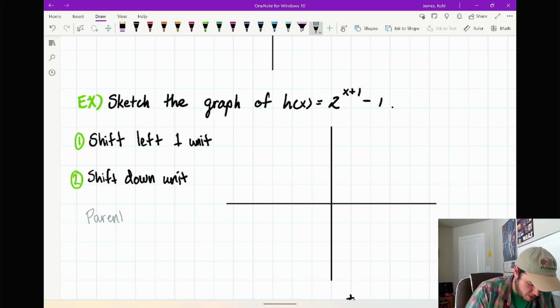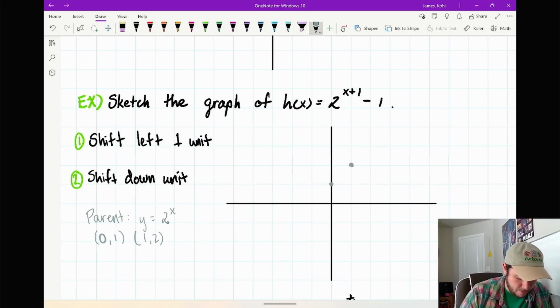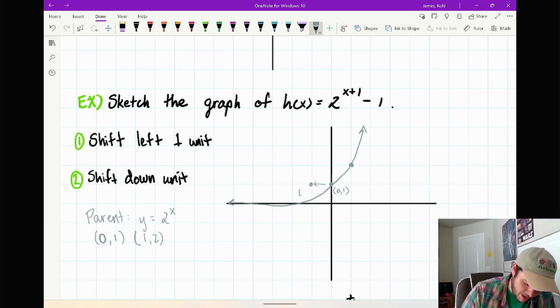In my parent function here, the parent function would be y equals 2 to the x. So this guy I know has 0, 1 on it and 1, 2. So let me sketch that. And again, my base is bigger than 1, so this is going to be exponential growth like this. I'm going to move left 1 unit. So here's 0, 1. That's going to move to minus 1, 1. And 1, 2 is going to move left 1 to 0, 2.